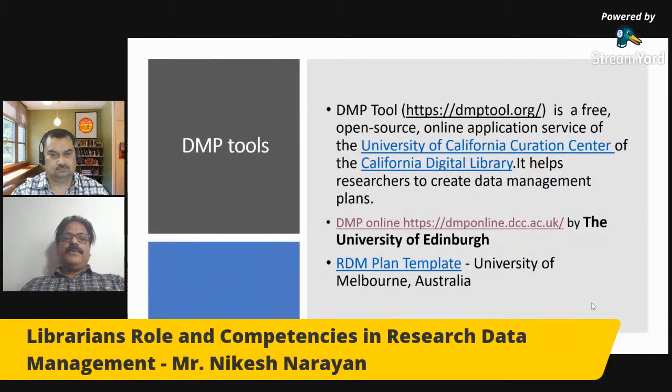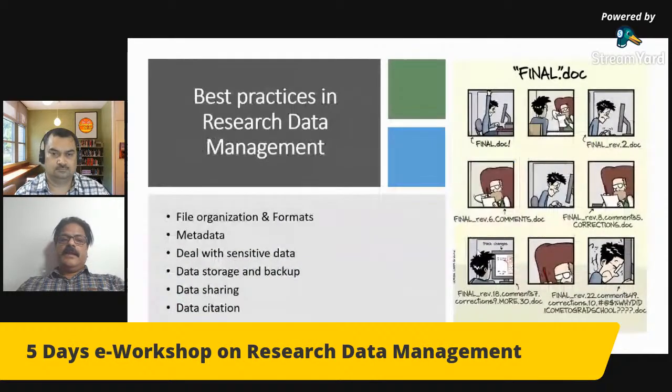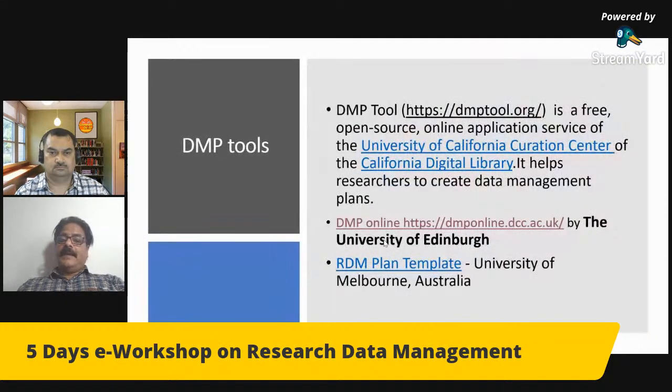And in order to help you to prepare the data management plan, there are various tools available. I have given some famous tools here, examples of some famous tools that are being used by hundreds of researchers. The first one is DMP tool by the University of California Curation Center, and the second one is DMP Online by the University of Edinburgh, and also RDM plan template by the University of Melbourne, Australia. So you can go to this tool and you can create a free account. These are all free tools.